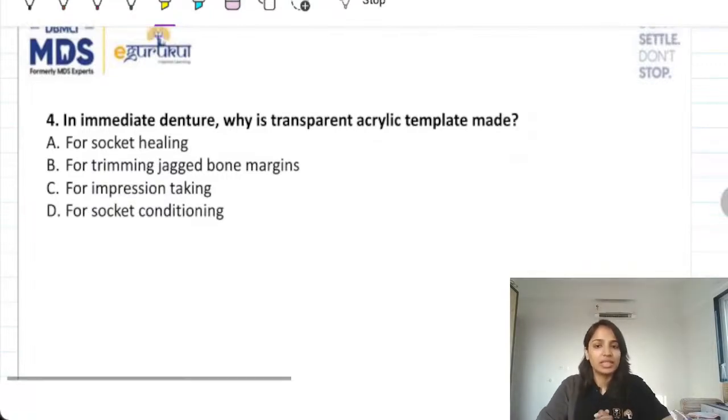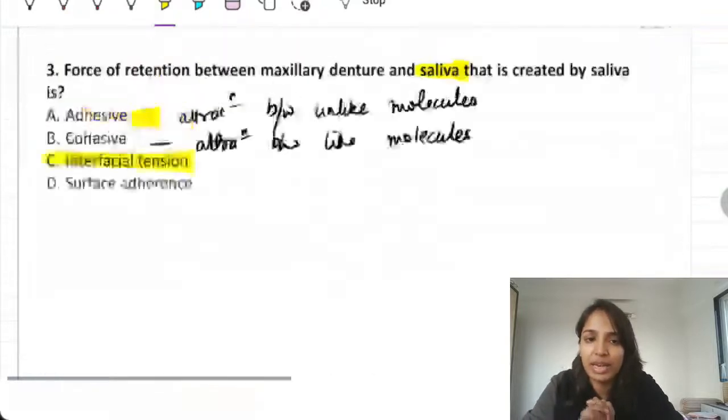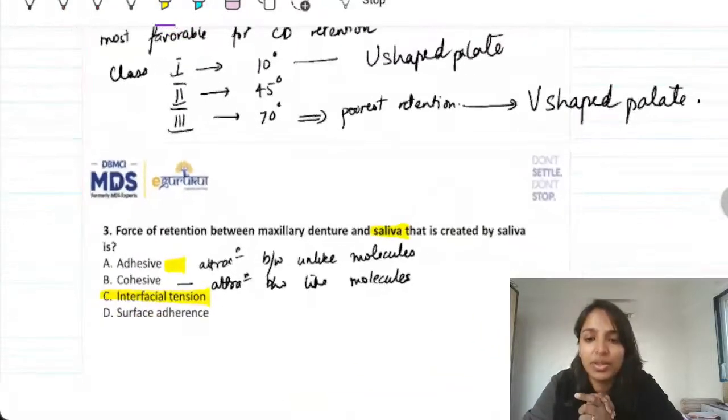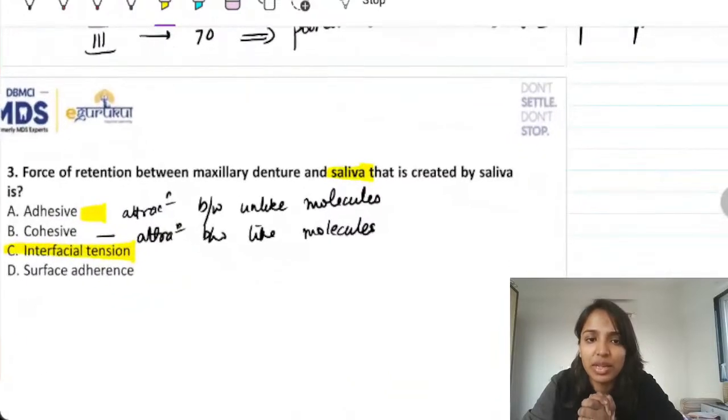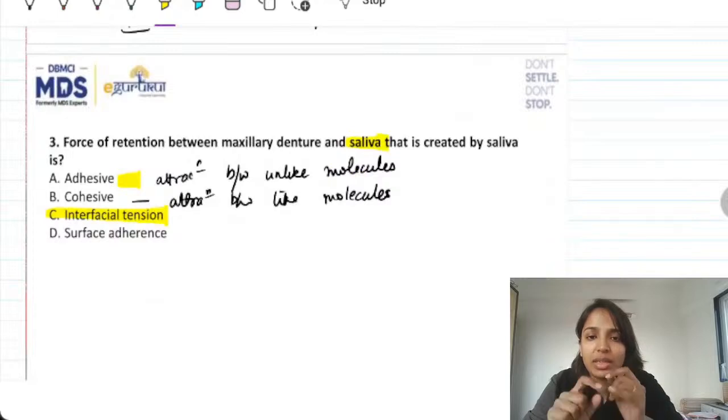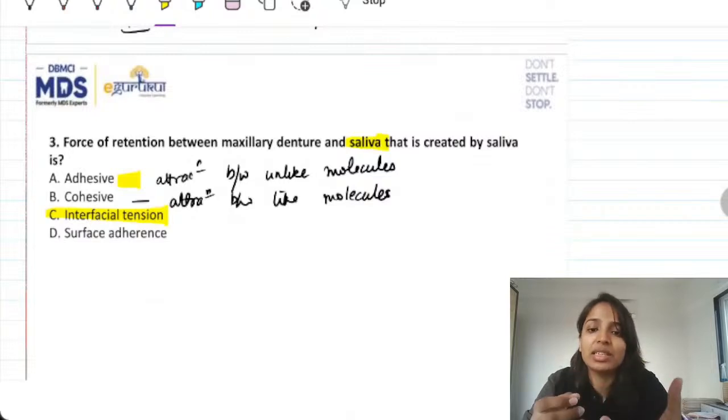Why is it not adhesive? Very simply, I'll tell you why it is not adhesive. The reason the answer is not adhesive is that it has been specifically mentioned the force that is created by saliva or the factor that is because of saliva. So, although you may want to take adhesive forces as the answer, only saliva is not responsible for adhesion. It is between the maxillary denture and your saliva.